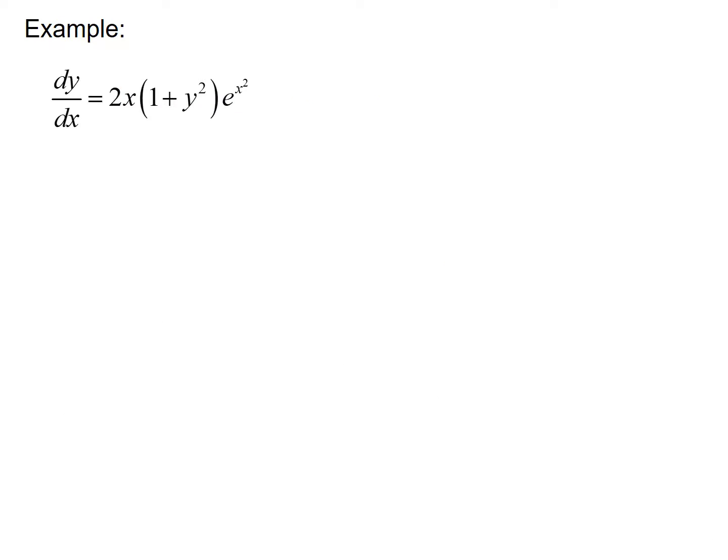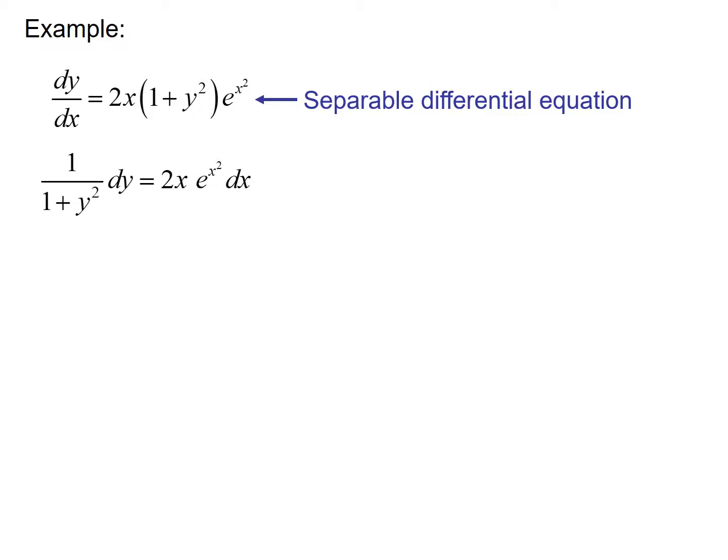All right, let's take a look at another one here. So we have a product of functions. We have a function of x, which would be 2x times e to the power of x squared, and a function of y, which would be 1 plus y squared. So if we go and separate, divide by 1 plus y squared, multiply by dx. We'll throw on our antiderivatives.